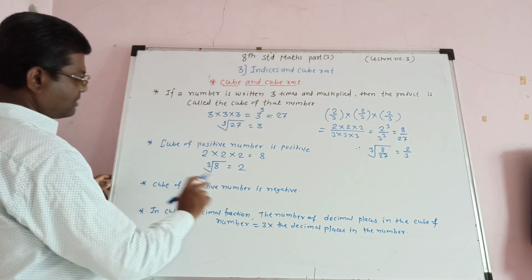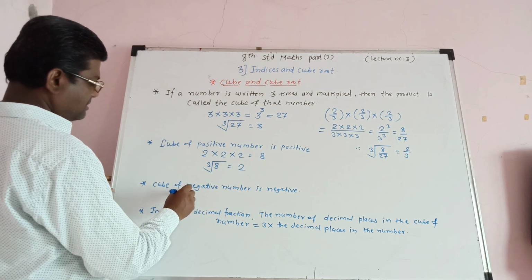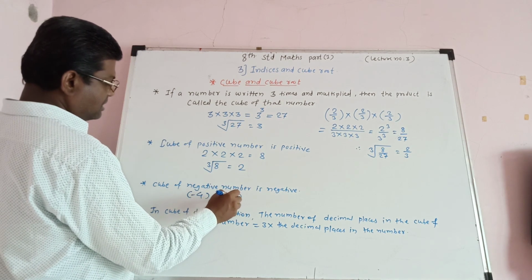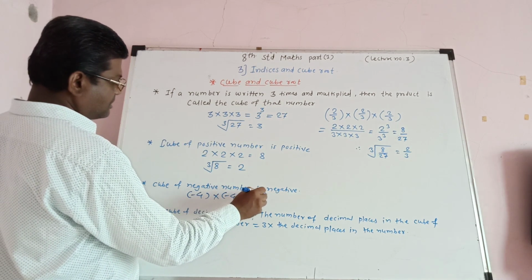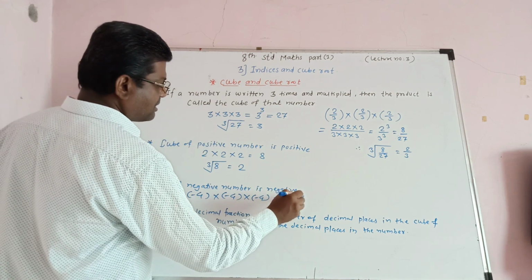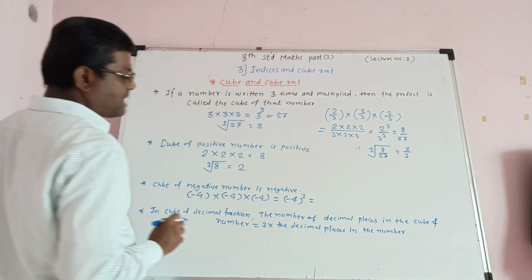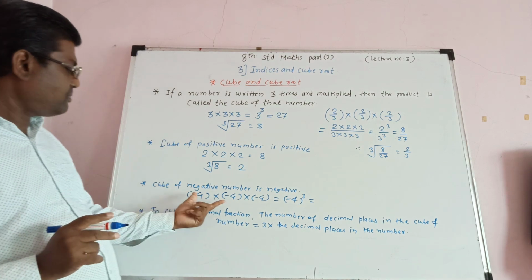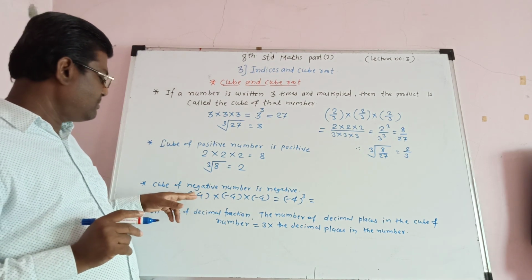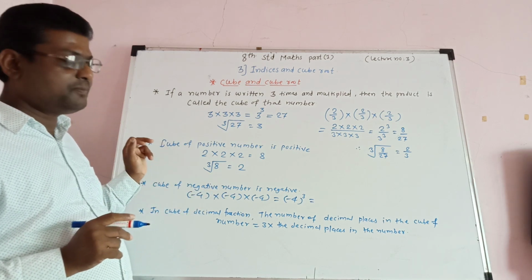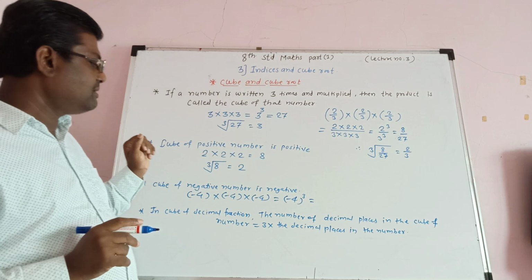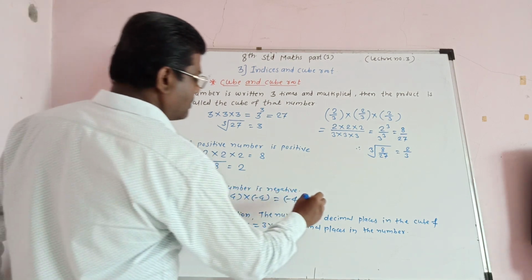So what about negative numbers? Suppose we take minus 4 into minus 4 into minus 4. So what will be the answer? That is minus 4 raised to 3. Minus 4 into minus 4 will be plus 16, because minus minus will get plus. Plus 16 into minus 4 is minus 64.